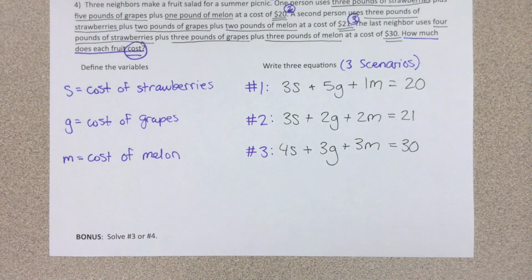Lastly, at the bottom here, it says bonus solve number 3 or number 4. This is how it's going to appear on the test. It's going to give you the option to solve a word problem for some extra credit. Now, a couple things. If you're not done with the rest of the test, do not do the bonus. If you're done with the rest of the test, then you can give the bonus a try, because this is not nearly as many points as the actual problems are. So this is just a few extra points for anyone who feels like they need it or wants to give it a shot.